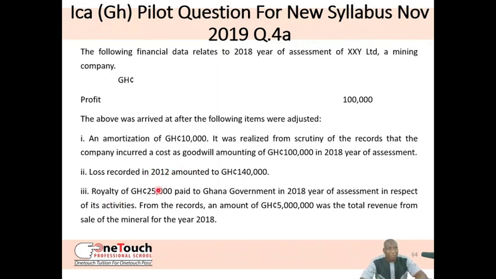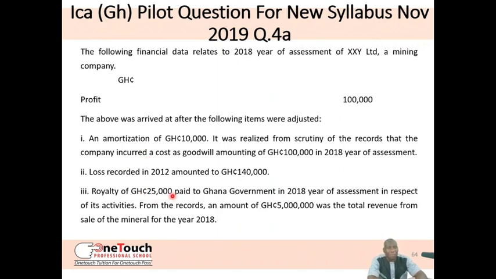Remember, goodwill no longer attracts capital allowance. Under the IRS Act, goodwill, which is an intangible asset, attracts capital allowance. But under the Income Tax Act of 2015, goodwill no longer attracts capital allowance. So if you have amortized the goodwill, there's no way you can charge it against profit. So if they have done that, we have to add back the amortization.